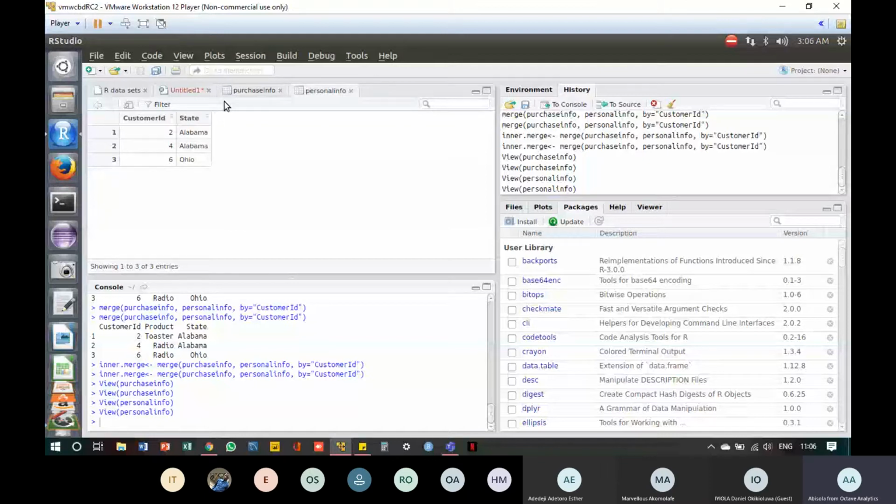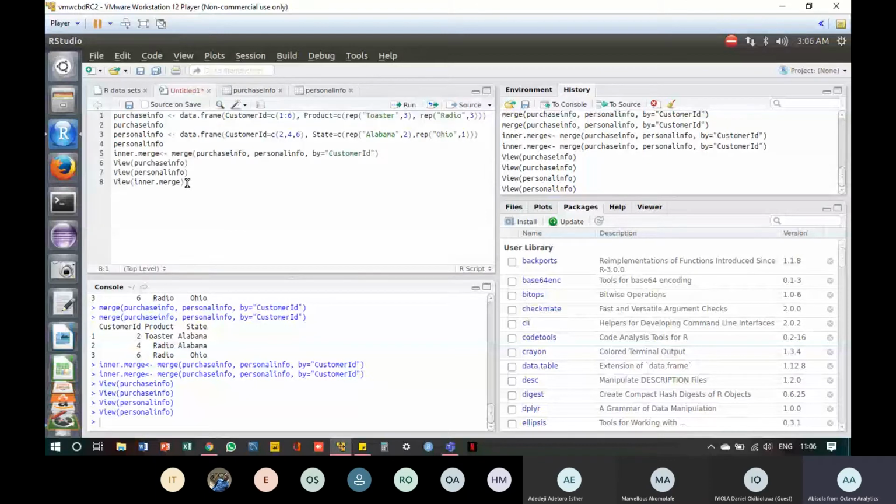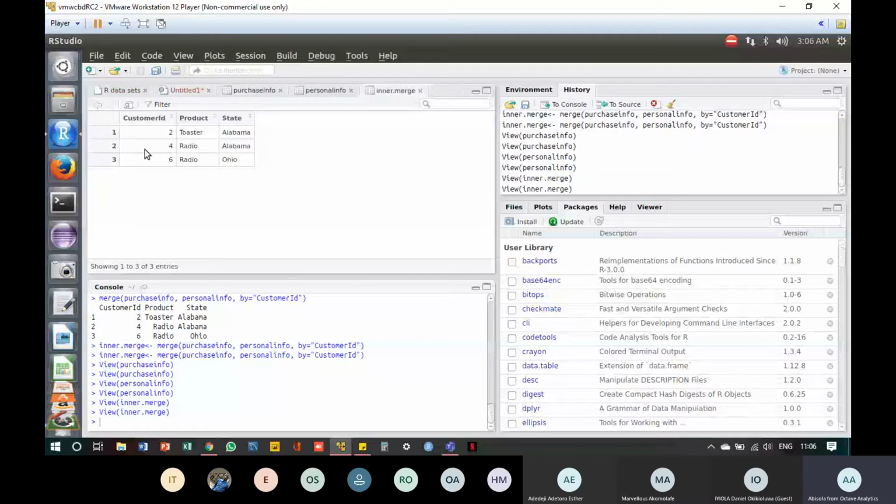That is why we have our inner merge showing us 2, 4, and 6 with the products that correspond to 2, 4, and 6, which are toaster, radio, and radio, and with the states that correspond to 2, 4, and 6, Alabama and Ohio. So here you have it.